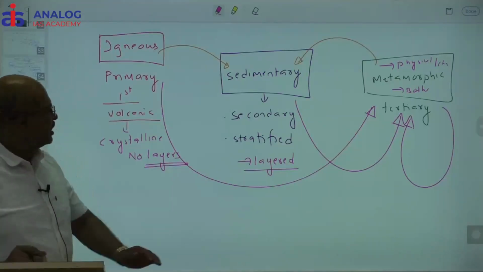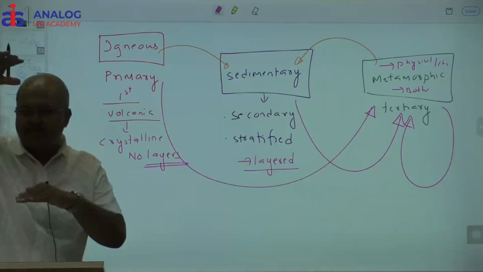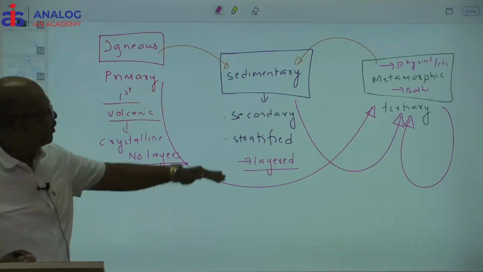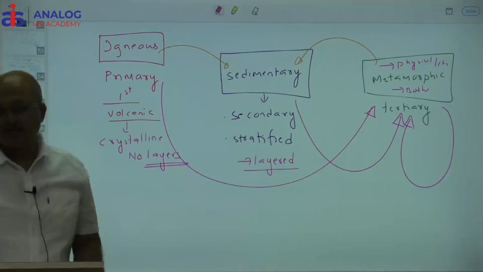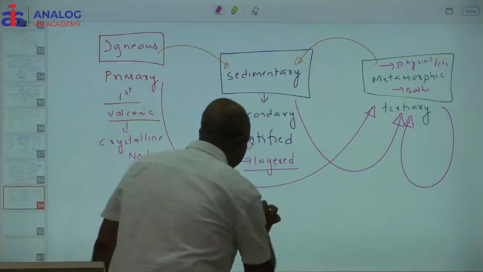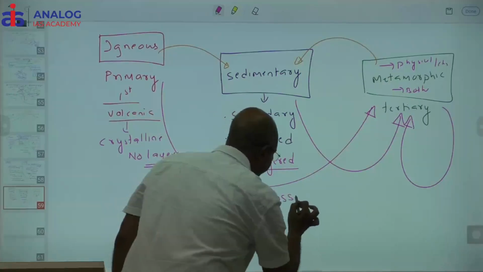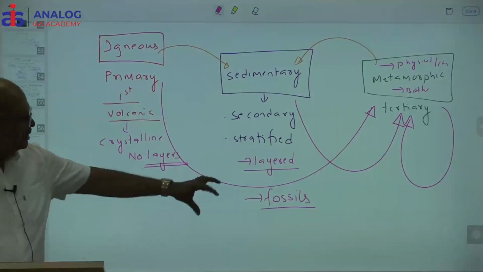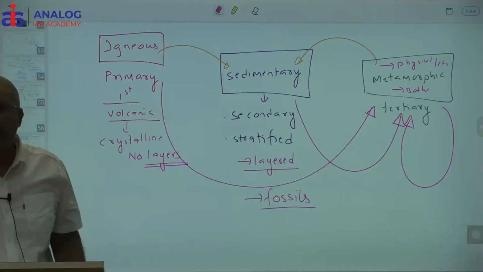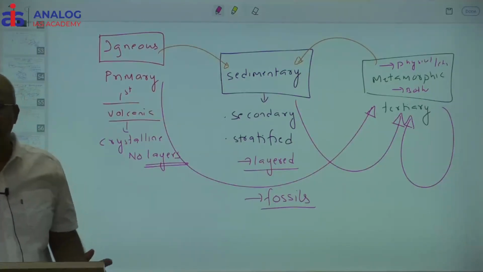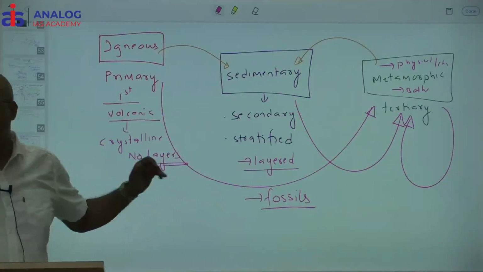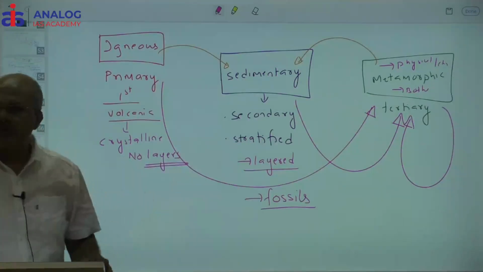Is that clear? Now, sedimentary rocks, when they are layers, it means that they can accumulate dead plants and animals. So hence sedimentary rocks are the only rocks which consist of fossils. And the petroleum, coal, natural gas which we extract from this, we refer to as fossil fuels. It is from sedimentary rocks only, not from igneous rocks, not from metamorphic rocks.